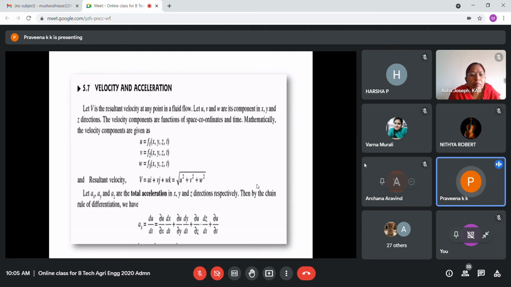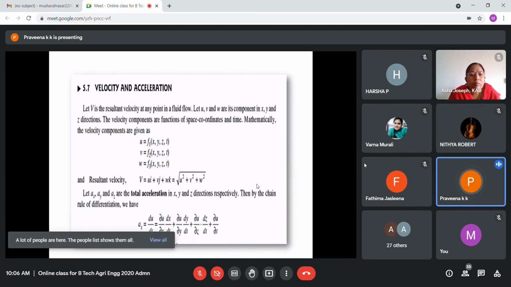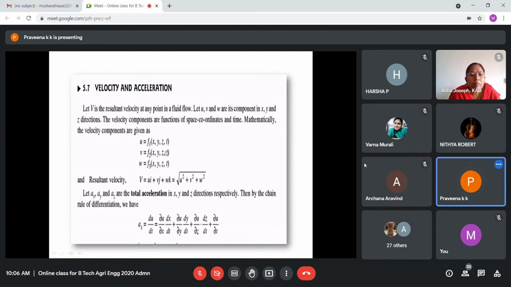Velocity components are functions of space coordinates and time. So we can write these velocity components u, v, w like this: u equal to f1 of x, y, z, and t. That means the velocity components depend on the space coordinates and time. That's why we have written it like this: u equal to f1 of x, y, z, t. Like that, v will be equal to f2 of x, y, z, t. Then w is a function of x, y, z, t.